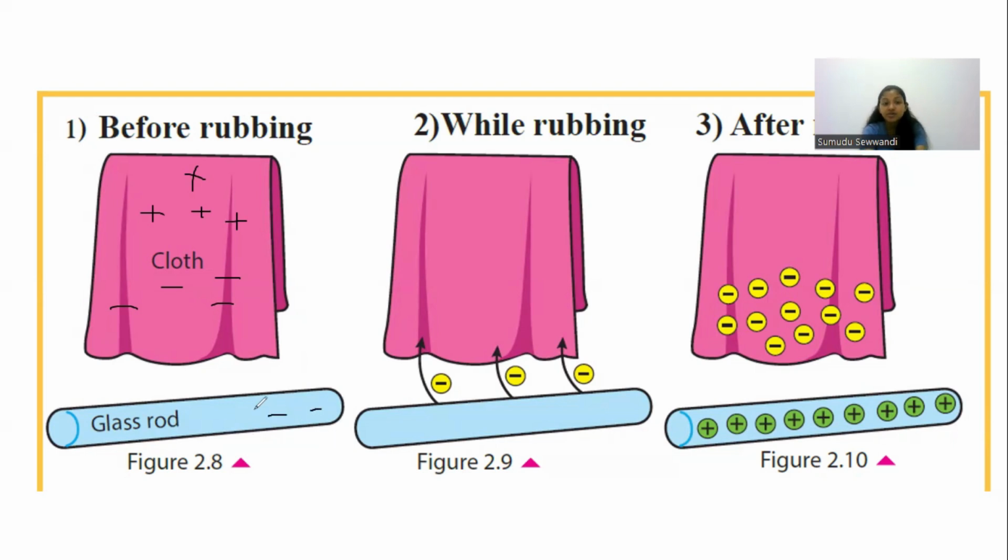Previously, in the glass rod also there is a similar number of positive charges and negative charges. 5 positive charges and 5 negative charges were there. Now consider that 3 negative charges have been removed from it. Now there are 2 extra positive charges. That is why the glass rod is charged positive.